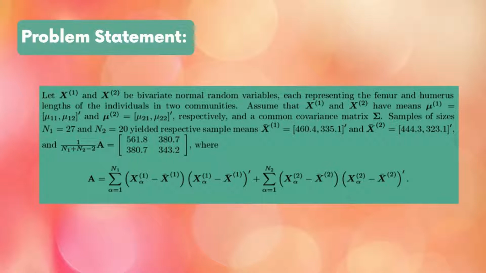323.1)', and 1 over (n1 plus n2 minus 2) A equal to this matrix: 561.8, 380.7, 380.7, and 343.2, where A is equal to the summation of (x1α minus x̄1)(x1α minus x̄1)', where α is equal to 1 to n1, plus the summation of (x2α minus x̄2)(x2α minus x̄2)', where α is equal to 1 to n2.